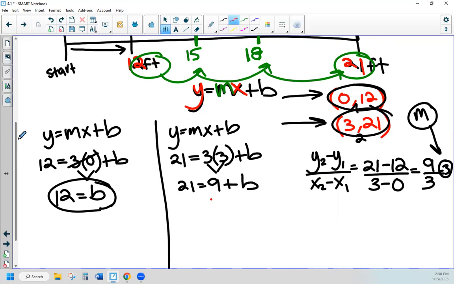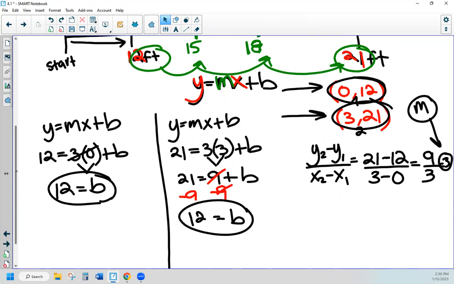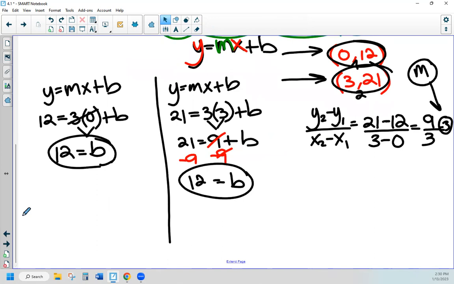We take 9 to the other side by subtracting, and we get 12 is equal to b. So it doesn't matter which point you choose. They are from the same line, and they will point to their y-intercept. Now we have everything we need to create our equation: y equals my slope of 3, x, and then my y-intercept, which we said was 12.